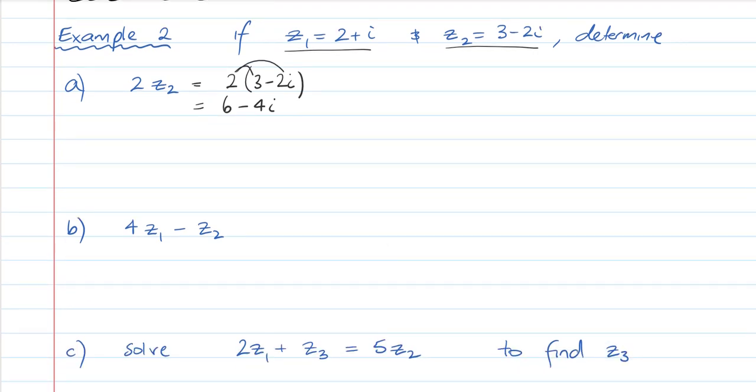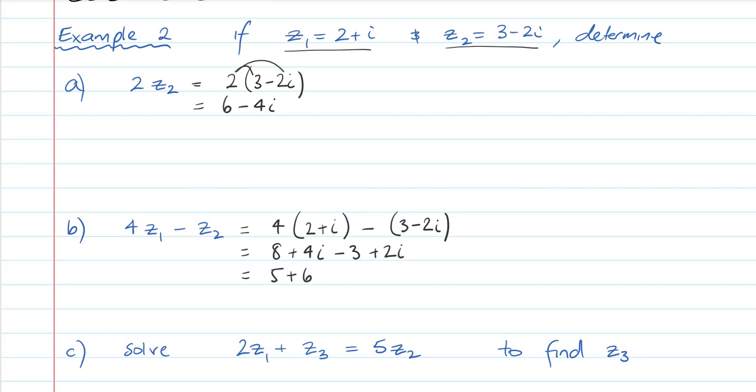4 times z1 minus z2, this is part B, that's equal to 4 times 2 plus i minus 3 minus 2i. Always remember to put that in brackets because we're subtracting all of z2, and z2 has two components, a real and imaginary component. 4 times 2 is 8, plus 4i, minus 3, plus 2i. I've got negative of negative there now. That gives me 5 plus 6i.